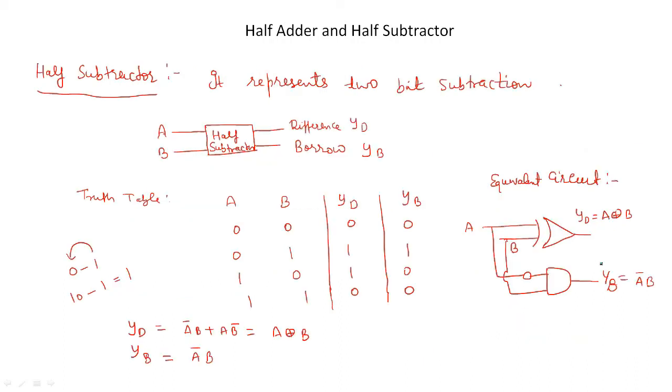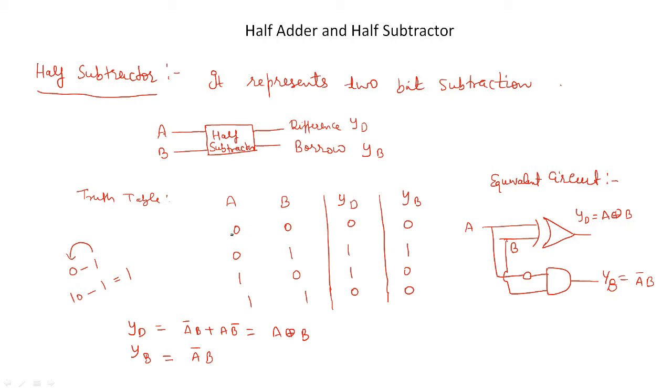Now we will define the half subtractor. It is like your half adder. Here we have 2 single bit inputs, and then we obtain 2 outputs. One is called the difference and the other is the borrow bit. Now the truth table for the half subtractor is that there are 2 inputs A and B, and there is a difference output and the other is a borrow output.